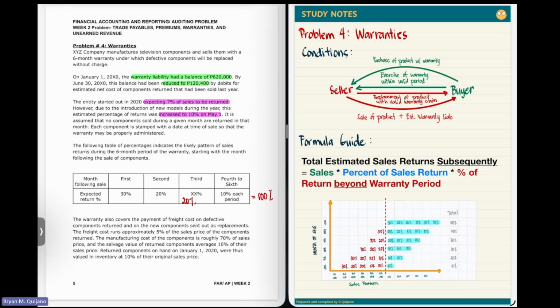We have here two parties, the seller and the buyer. The seller will sell the product with warranty contracts to the buyer, and the buyer will provide consideration or a sum of money for the transaction.